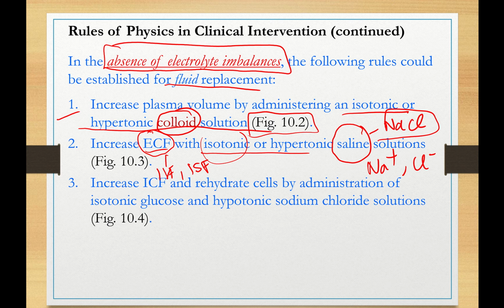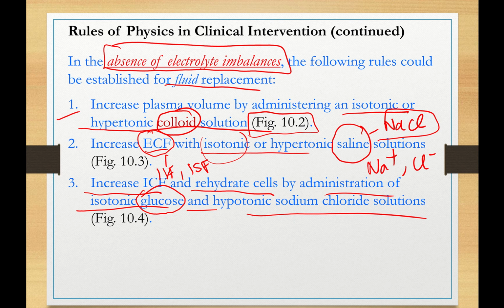Now, if you wish to increase the intracellular fluid and rehydrate cells, you can do that by administration of isotonic dextrose or hypotonic sodium chloride solutions. And of course, this should be straightforward for us. Why? Because dextrose does partition inside the cell, right? It does get actively transported into cells, and when it gets inside the cells, it will drag water in with it. Well, it definitely doesn't remain in the blood circulation or interstitial fluid.